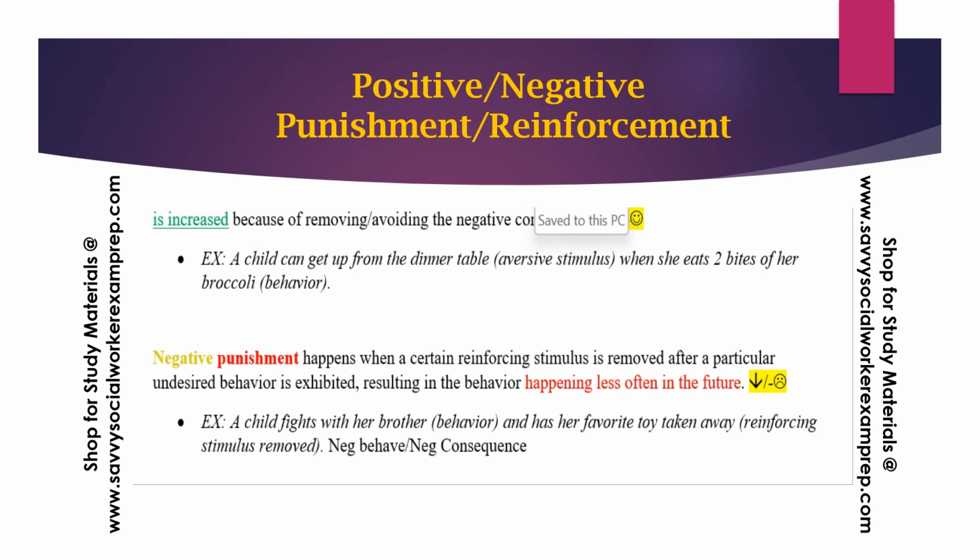And then negative and positive is about the stimulus. So we're taking away this stimulus by taking away her toy. And so that's going to be negative because we are taking away, and it's going to be punishment because this is a behavior that we want to see decreased.